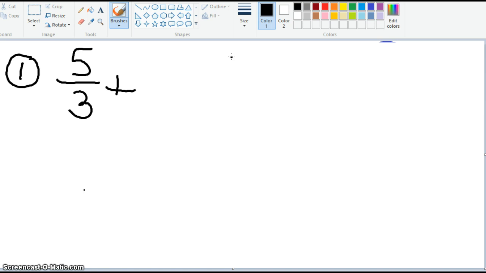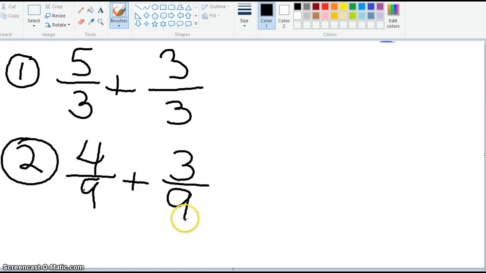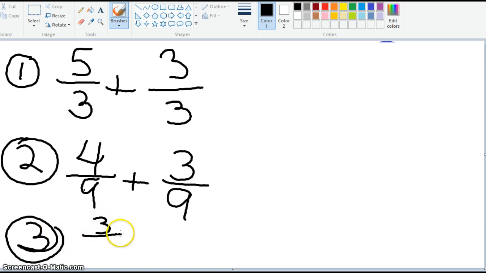For number 1, I want you to add 5/3 plus 3/3. For number 2, I want you to add 4/9 plus 3/9. And for number 3, I want you to add 3/8 plus 2/8.